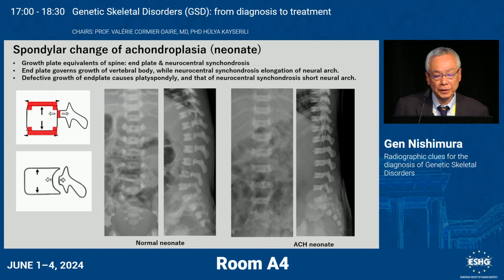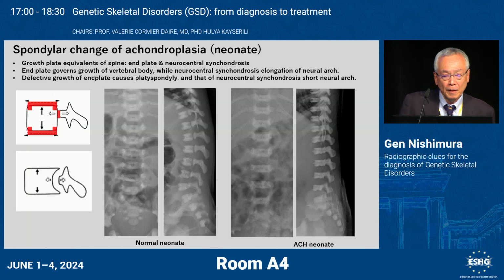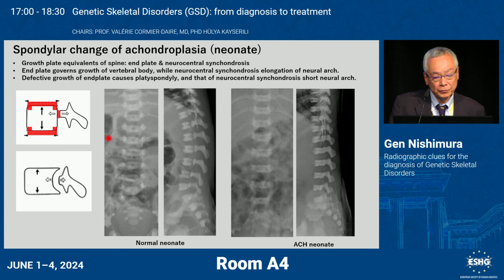What about the spondylar change of achondroplasia? The growth plate equivalents in the spine are the endplate and neurocentral synchondrosis. The endplate governs growth of the vertebral body. On the other hand, neurocentral synchondrosis governs elongation of the neural arch. Defective growth of the endplate causes mild platyspondyly. As compared with a normal infant, you can see a little bit flat vertebral bodies and very short neural arch. Defective growth of neurocentral synchondrosis causes very short posterior neural arch.